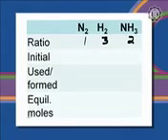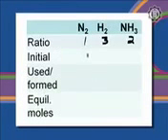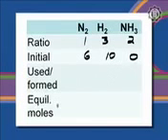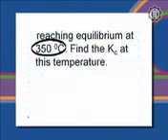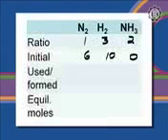Initially, we are told we're starting with what? Let's have a look. 6 moles and 10 moles. So 6 moles nitrogen, 10 moles hydrogen, and there was nothing there for ammonia. It was still at the beginning. And we are told 3 moles of ammonia are formed at equilibrium. Okay? So 3 moles ammonia formed at equilibrium.